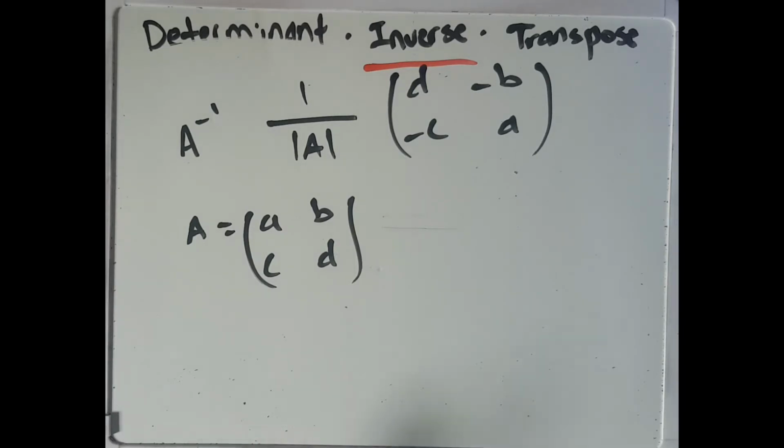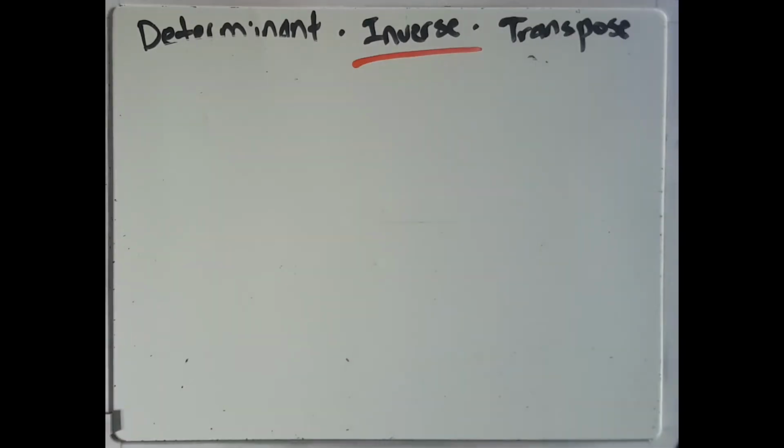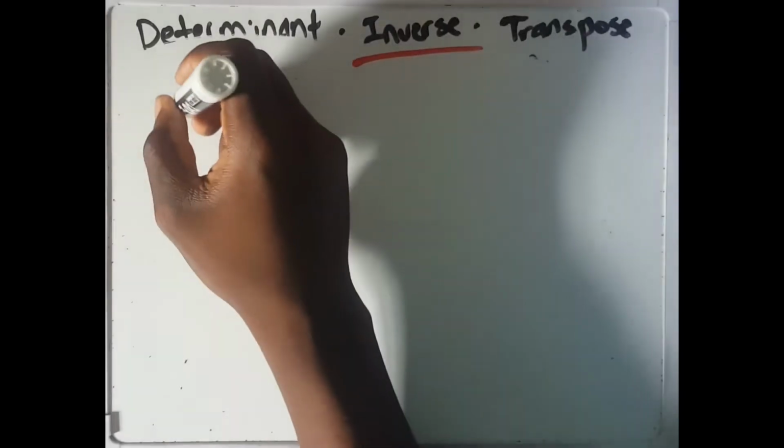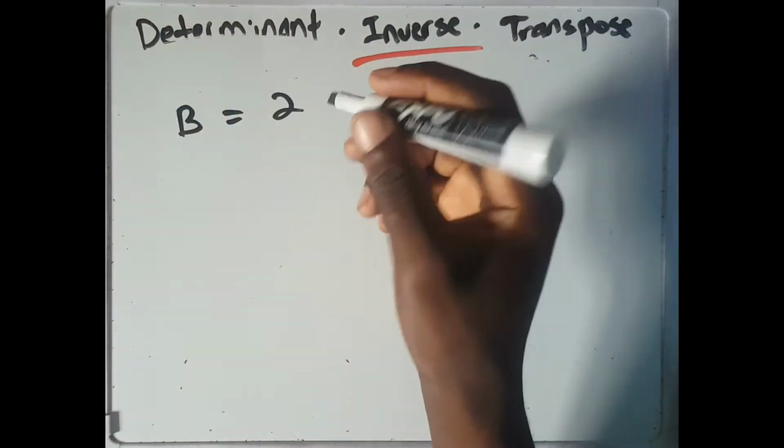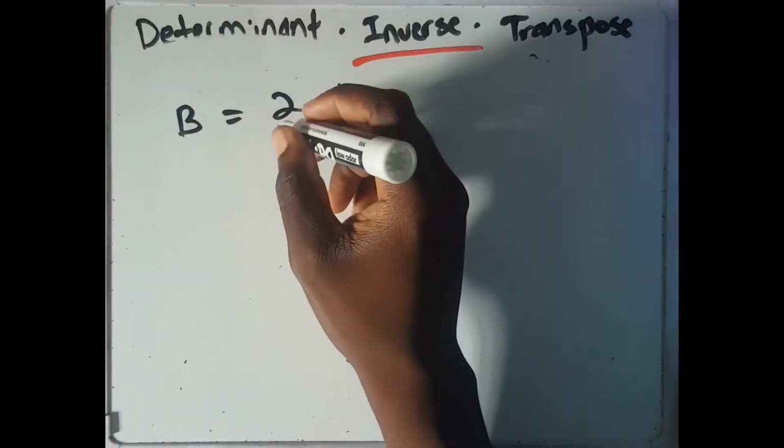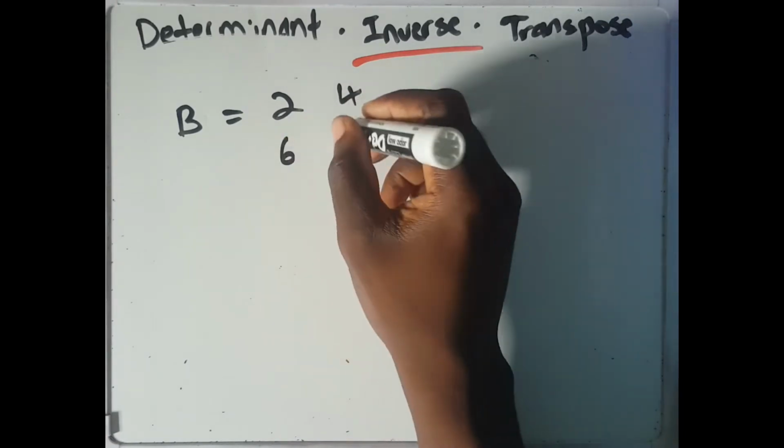And these 3 subtopics are tools that we will use for simultaneous equations. As I was telling you earlier, these are the tools you will use to do simultaneous equations. So let me do an example first. Now this is your example. You have a matrix B and the elements of the matrix are 2, 4, 6 and 12.